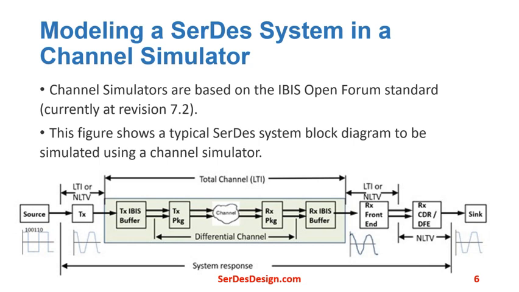The receive IBIS-AMI portions, where the AMI portion typically contains a continuous time linear equalizer, a clock and data recovery unit, and a decision feedback equalizer. The IBIS portion has a differential input from the channel.